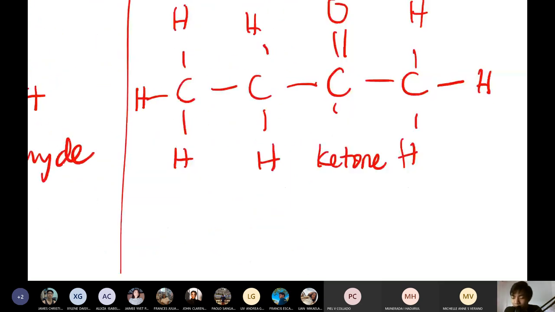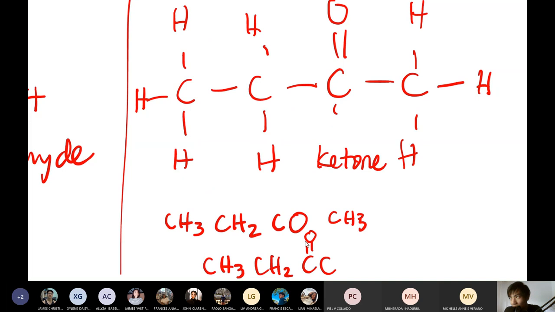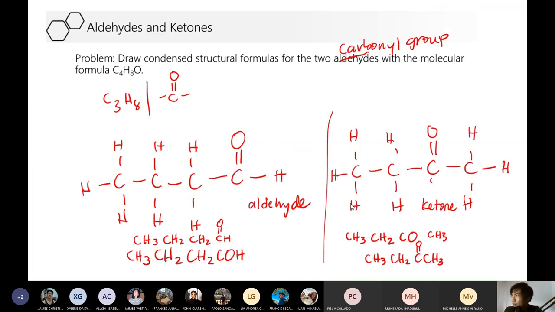For this ketone, ano kaya yung pwede gawin structural formula? Start from the leftmost, no? So, that's CH2CO, okay? Then, CH3. Pwede rin naman yan na CH3, CH2, C double bond O, CH3. Okay, mamili, no? Pwede itong nasa taas, pwede itong nasa baba. Kahit alin dyan ay tama, no? Pwede rin naman itong structure, no? Okay, so yan lang yung ating mga sagot dyan, no? So, that's for aldehydes and ketones, no?